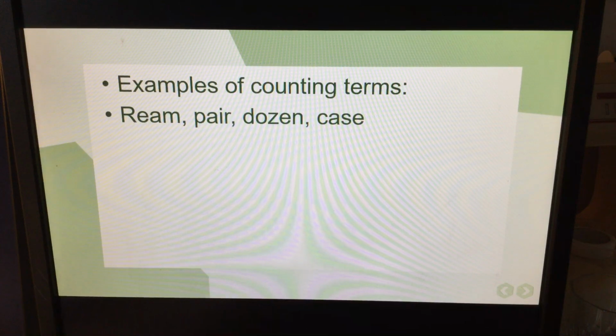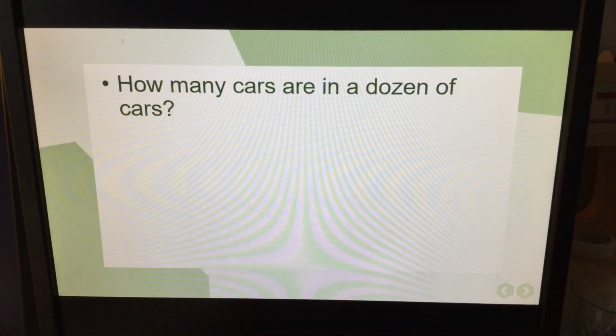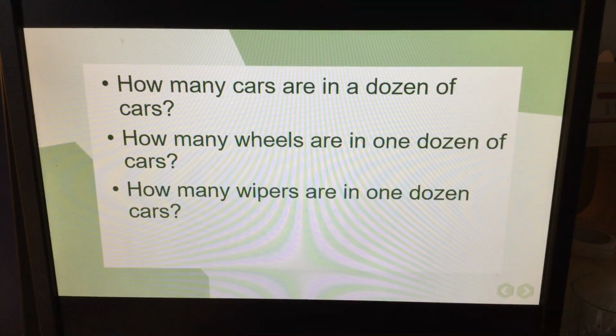For instance, we use the ream, the pair, the dozen, right? A dozen means 12. A pair always means 2. A mole. Okay, so how many cars are in a dozen cars? We know there's 12. How many wheels are in a dozen cars? We're going to multiply 4 times a dozen and we'll get 48. How many wipers are in a dozen cars? We'll multiply 2 times a dozen and get 24 wipers.